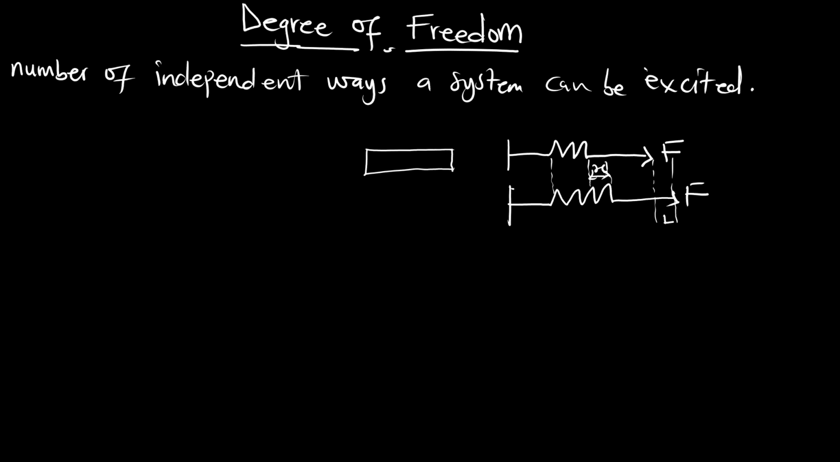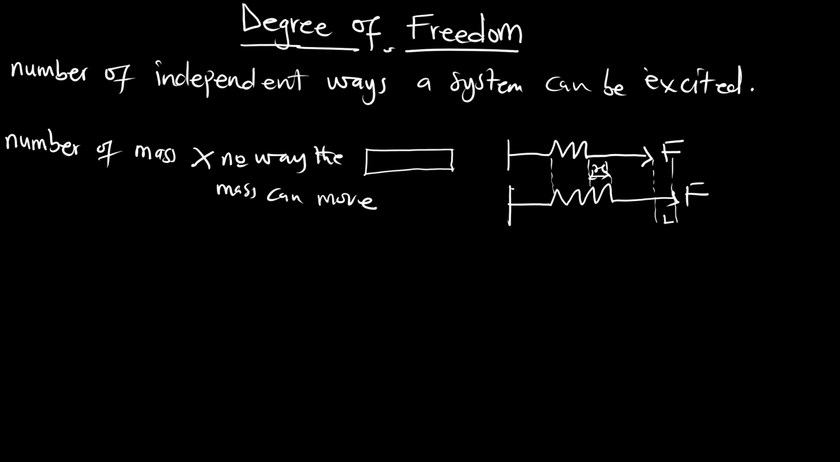So it is also very simple. I'll explain that the number of masses multiplying the number of ways the mass can move. All right, so the same experiment A and B. So how many masses do we have? How many springs do we have? We have one over here.